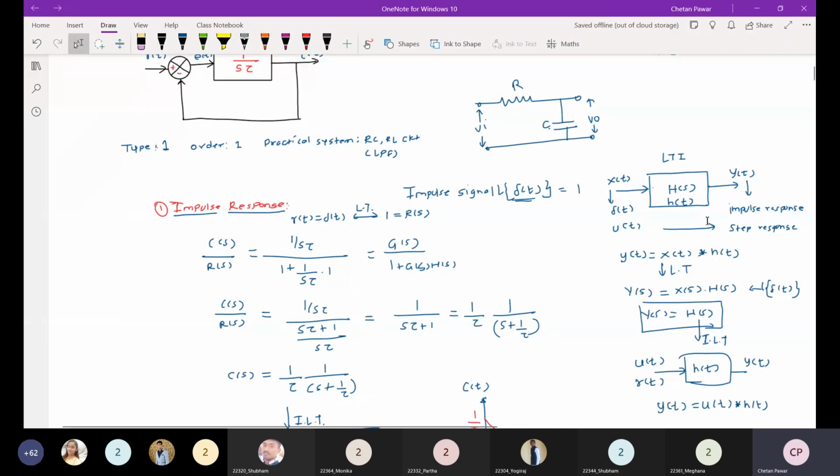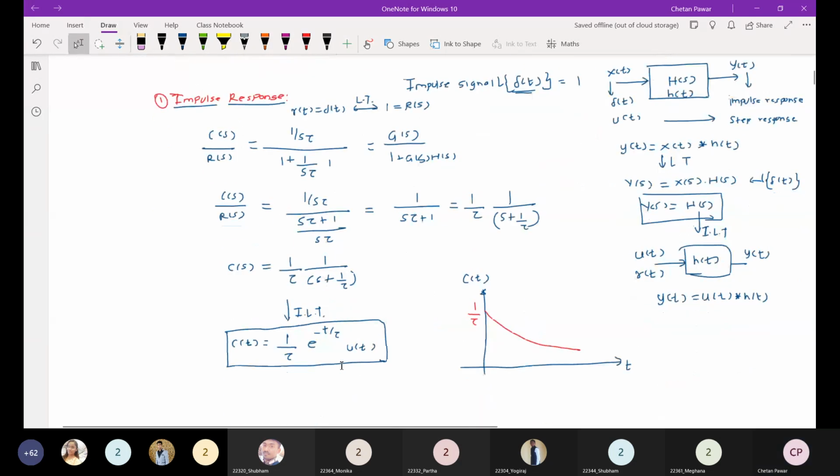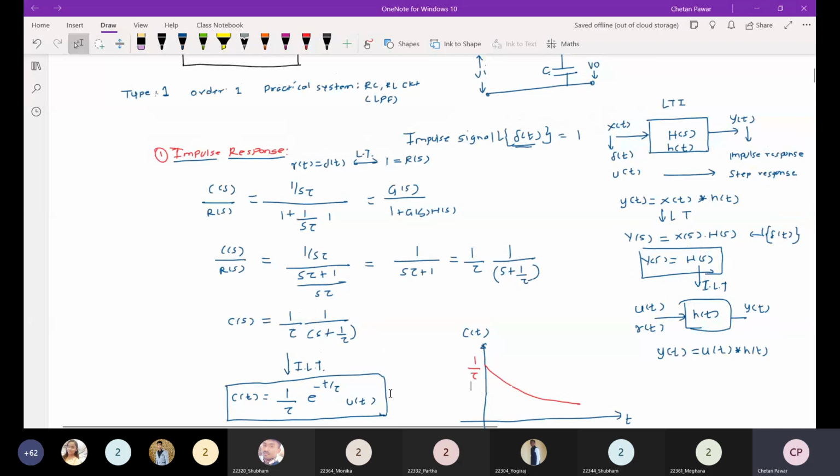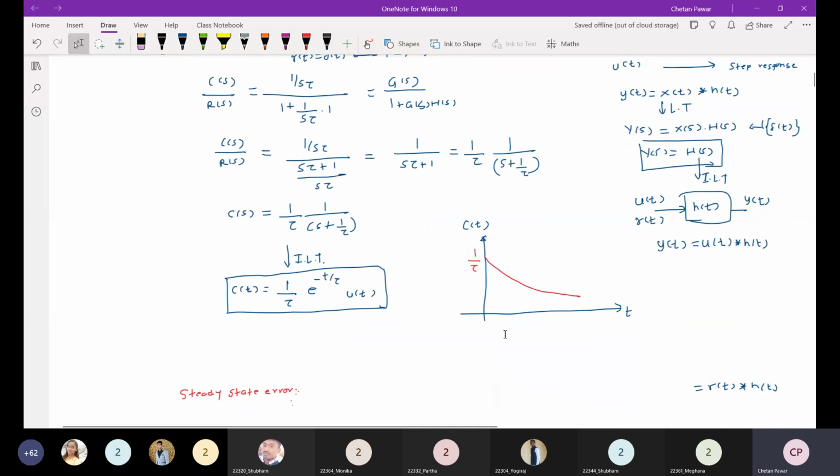So when you apply the impulse signal as an input to the system, at the output side you will get the impulse response. So this is the impulse response of the system. Okay, that's why I have taken R of S equal to 1. Have you understood? Yes, sir. Got it. Okay, so this will be the impulse response of the system.